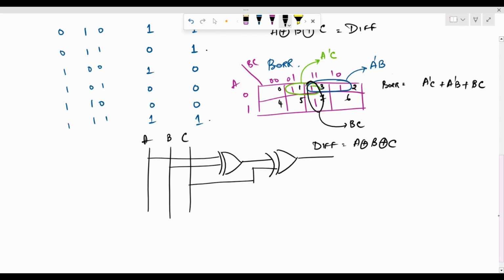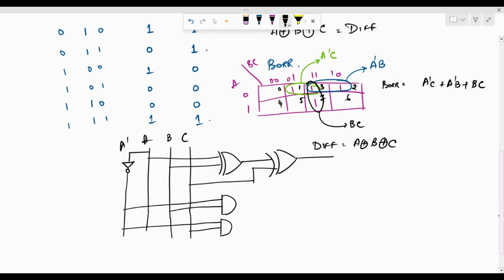Now the borrow is going to be A dash C, A dash B. So what I really need here is an inverted A. So I'm going to draw A dash over here. So this is A dash. So A dash along with B. Again, I can have A dash along with C. Both of them are ORed together. So here what I have is A dash B plus A dash C. Now this is ORed with BC.